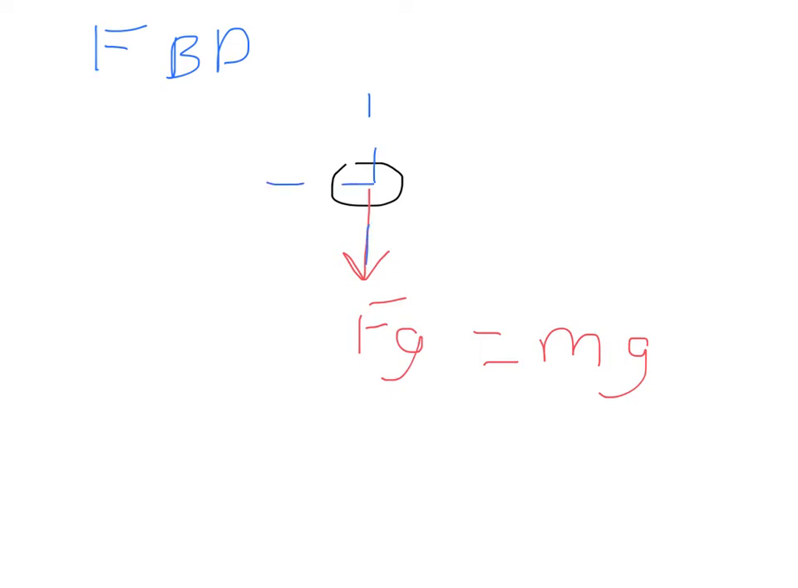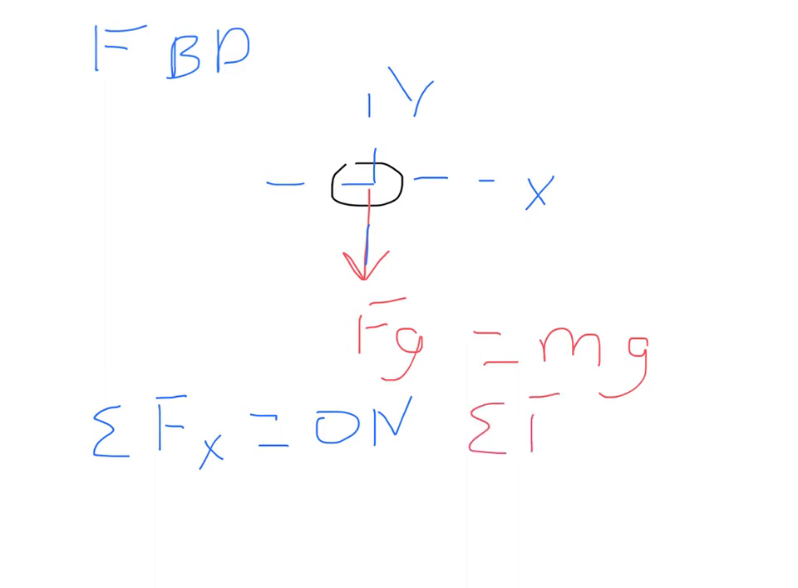I'm now going to insert my x and my y axis. Keep in mind, because the object is in free fall, there are no other forces acting on this object. That means the sum of the forces in the x direction is 0 newtons, and the sum of the forces in the y direction is the force due to gravity.